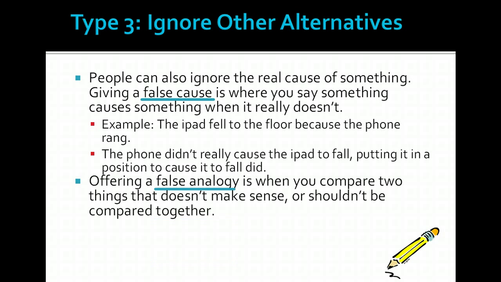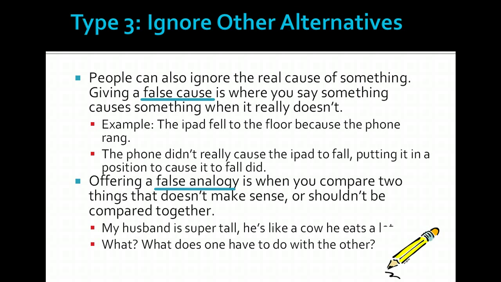An example of this would be, "My husband's super tall. He's like a cow. He eats everything." What? What does one thing have to do with the other? I don't really know. False analogies are just where you're comparing 2 things and it doesn't end up working. I think a lot of people try to do this in an argument, and it takes a really quick mind to make an analogy right on the spot. Sometimes it works and sometimes it doesn't. In my husband's case, more often than not, it doesn't work. Okay, moving on.